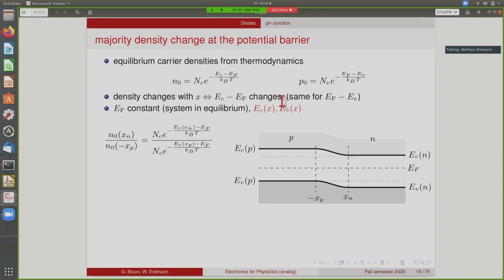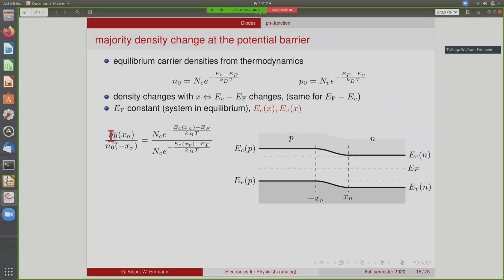The equilibrium carrier densities we've seen in the last lecture can be derived from thermodynamics, and they're given by these exponential expressions here. So we have the e to the minus difference between the conduction band and the Fermi level for the electrons, and here we have the difference between the valence band and the Fermi level for the holes. We've seen before that the Fermi level is the same, left and right, and the value of these bands changes, and this goes in accordance with the change of the density of the carriers.